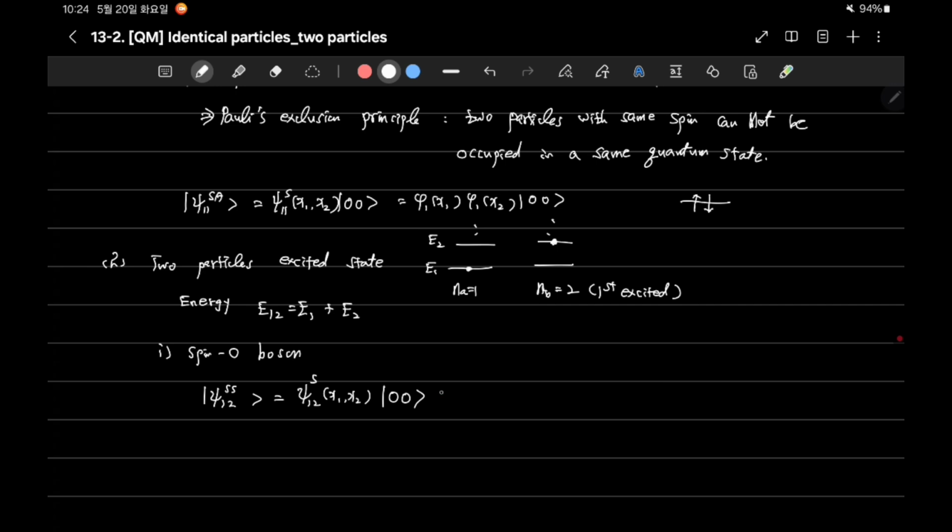And the explicit form is 1 over square root 2, times phi 1 of x1, particle with quantum number 1, and x2, particle with quantum number 2, plus, when we exchange the two particles, phi 1 of x2 and phi 2 of x1. It is a symmetric spin function, a symmetric spatial wave function, and the spin part is also symmetric.